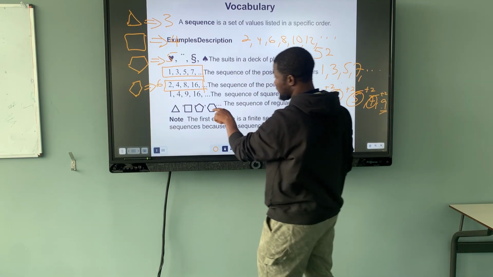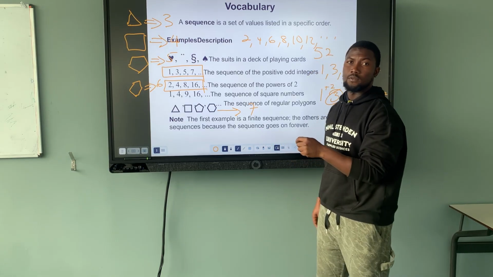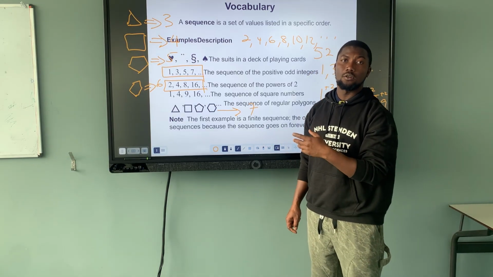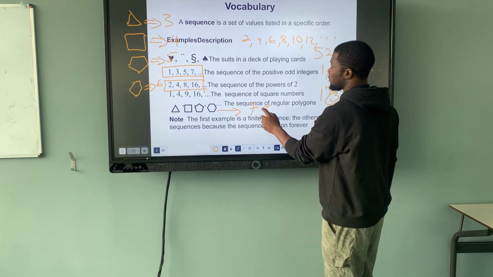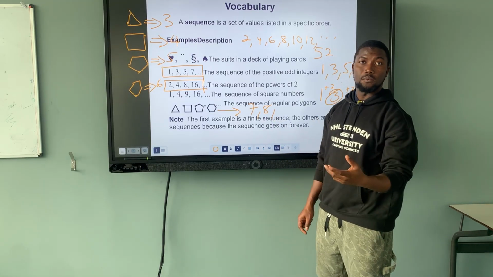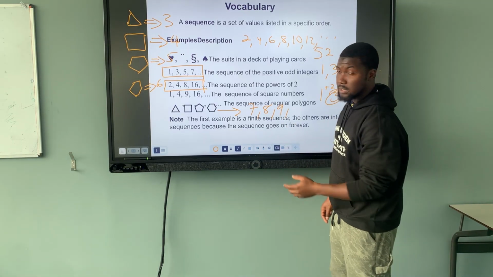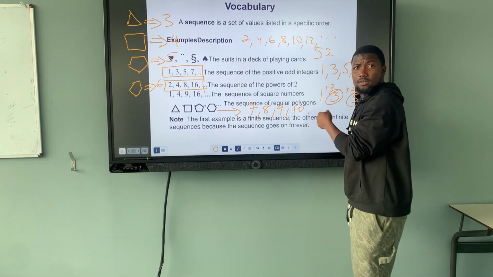Then if I have to continue this list, you will have the 7-sided polygon, which is a heptagon. You also have the 8-sided polygon, which is an octagon. You have a 9-sided polygon, which is a nonagon. You have a 10-sided polygon, which is a decagon. So, and the list continues.